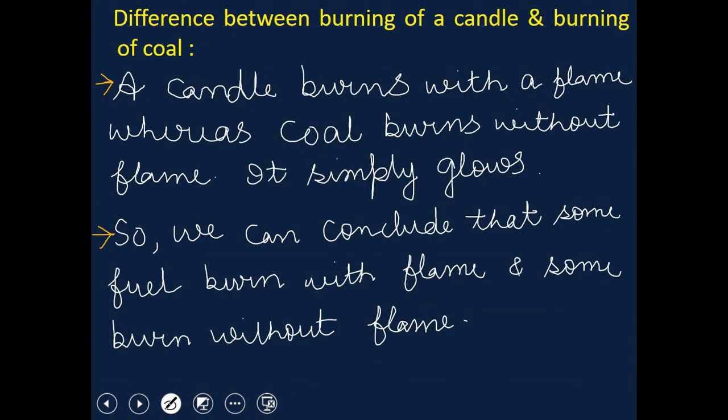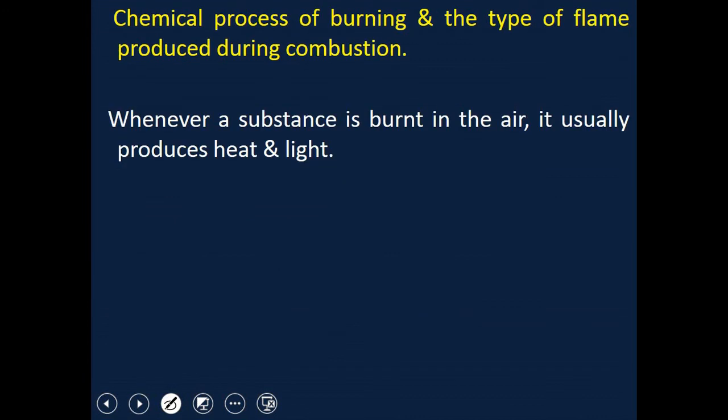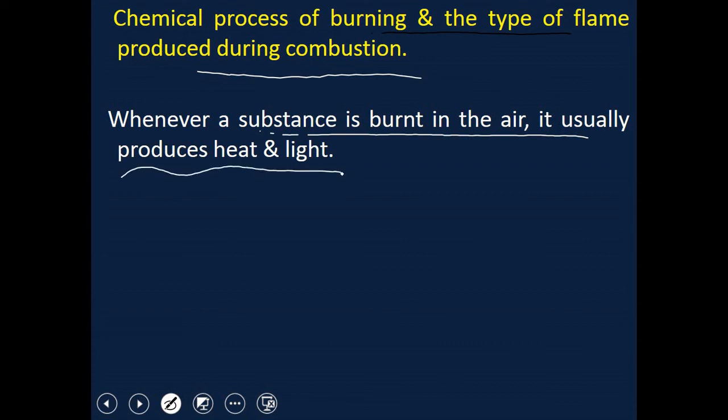Now we will see the difference between burning of a candle and burning of coal. A candle burns with flame, whereas coal burns without flame. It simply glows. So we can conclude that some fuels burn with flame and some burn without flame. After that, we will study the chemical process of burning and the type of flame produced during combustion. Children, you know that whenever a substance is burnt in air, it usually produces heat and light. This is a common observation that during burning of a substance, heat and light is usually produced.